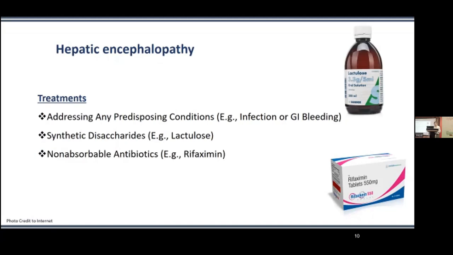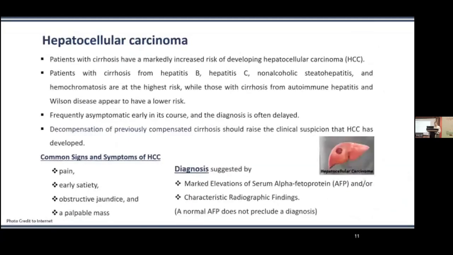The next complication is hepatocellular carcinoma. Patients with cirrhosis have a markedly increased risk of developing HCC. Patients with cirrhosis from hepatitis B, hepatitis C, NASH, and hemochromatosis are at the highest risk for developing hepatocellular carcinoma, while those with cirrhosis from autoimmune hepatitis and Wilson disease appear to have a lower risk.